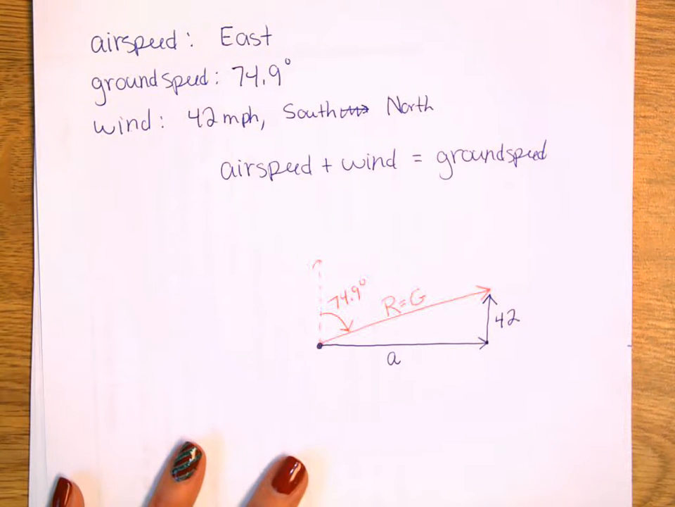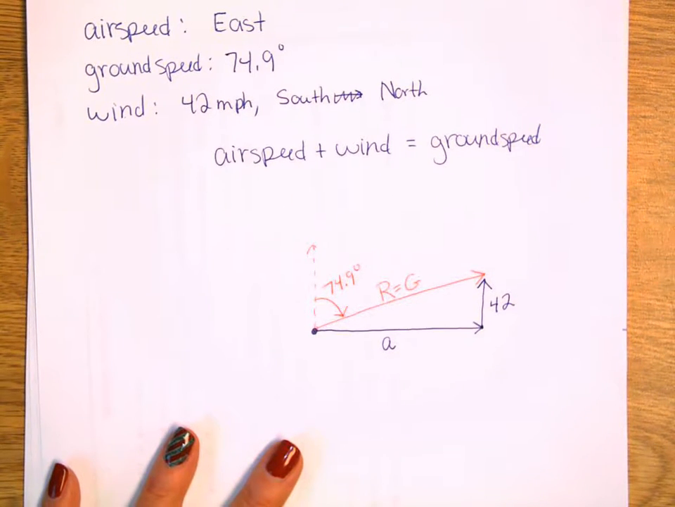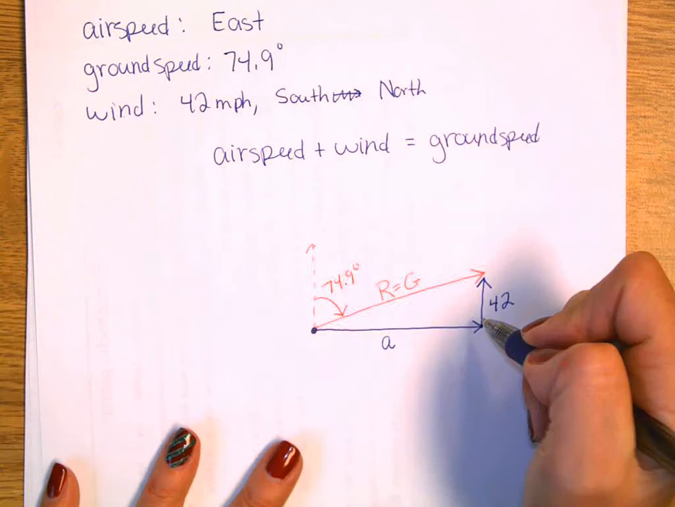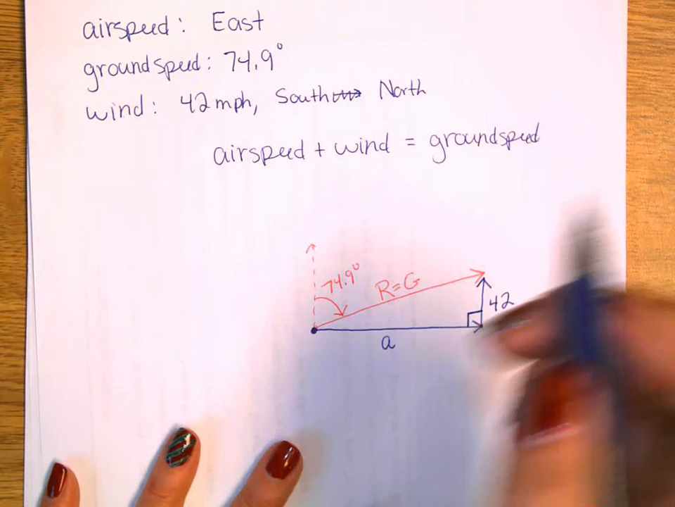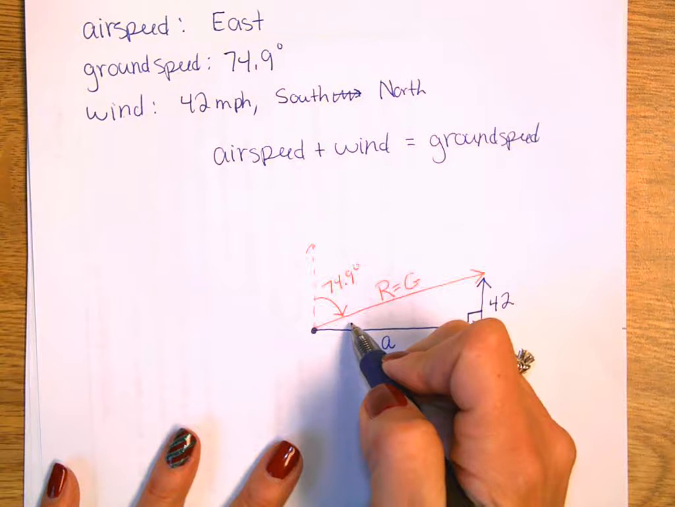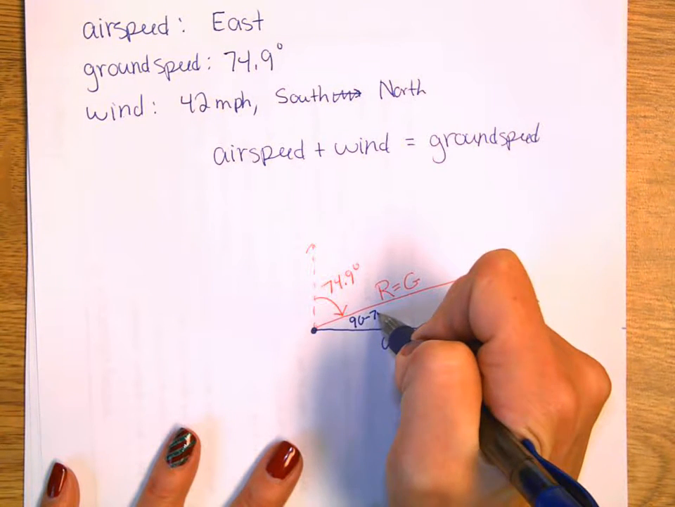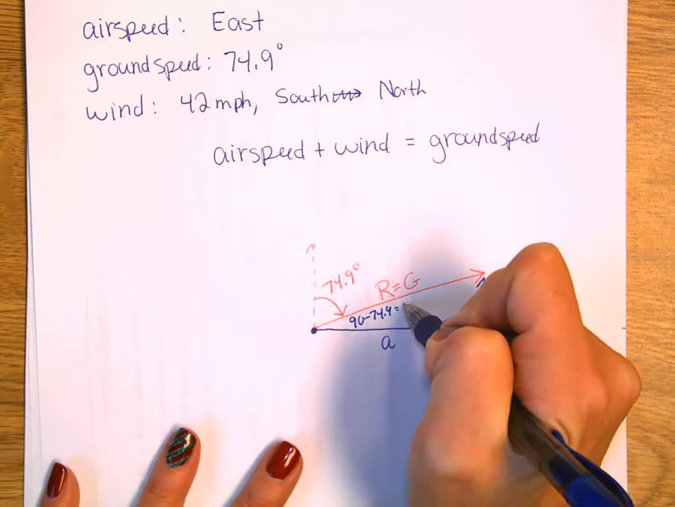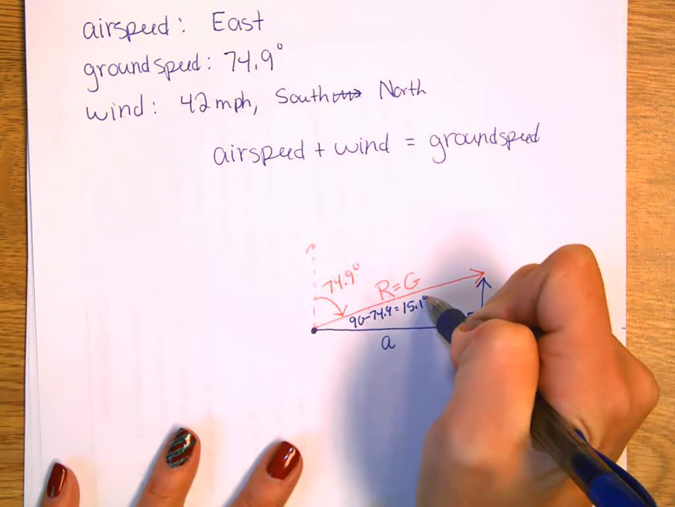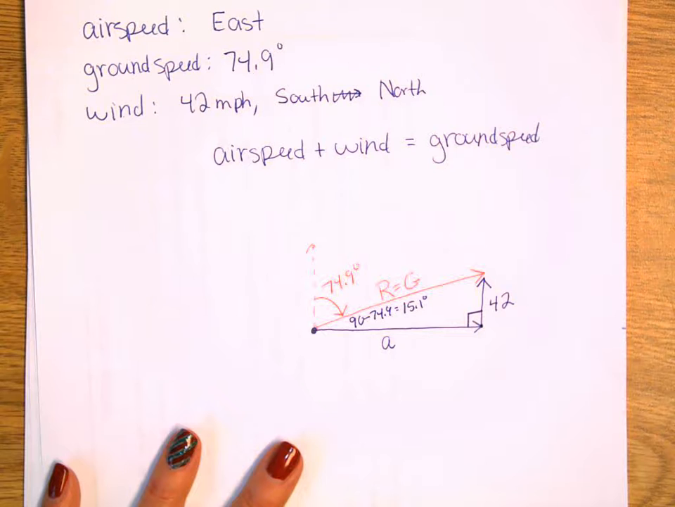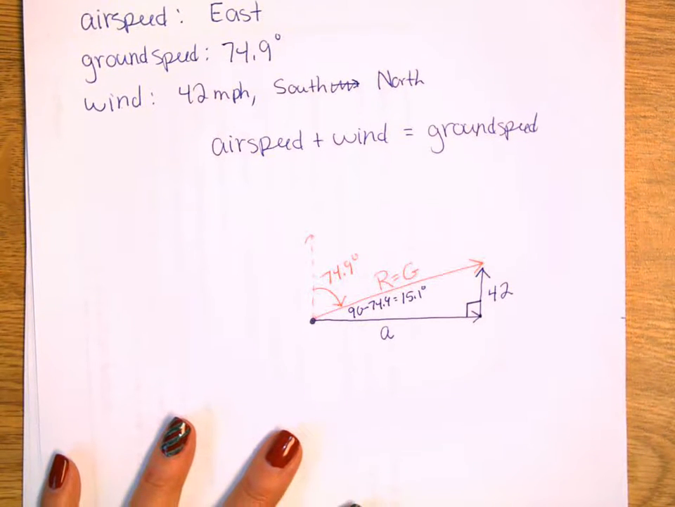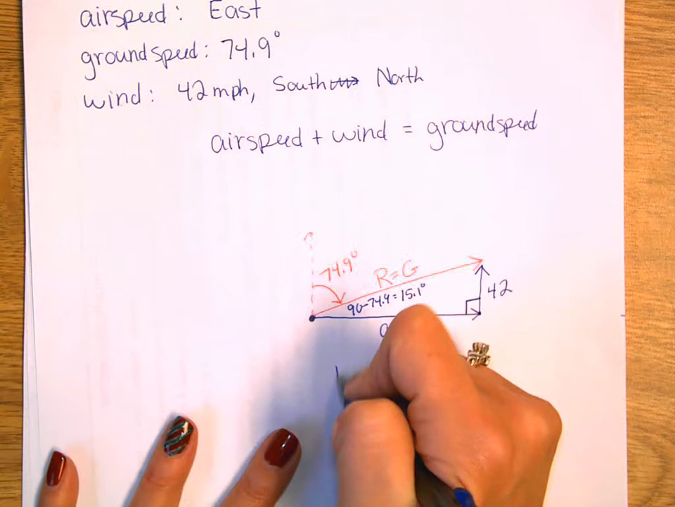Because right now, I only know one part of this triangle here. I need two more parts before we can run a program. What other two parts do I know? We have the 90 degree angle, the inside 90. And we're going to get this inside angle. How do I get this inside angle? 90 minus 74.9, which is 15.1. So now what program can you run? Angle, angle, side.